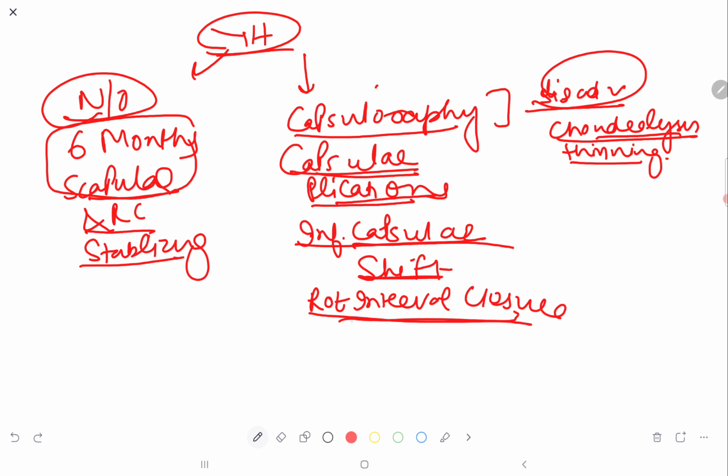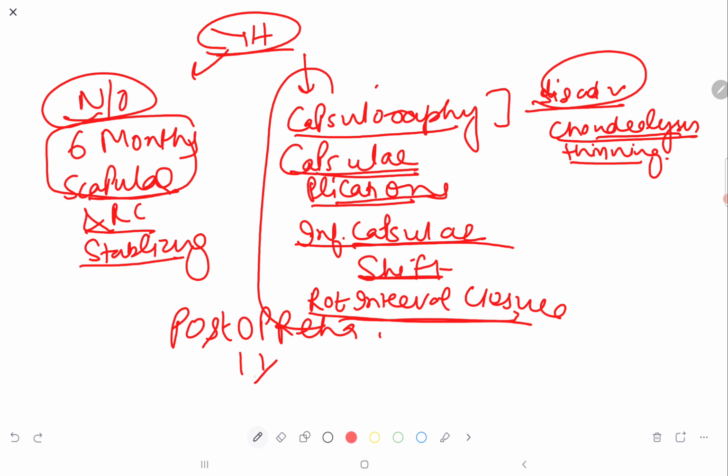We know in multidirectional instability, we have increased external rotation in adduction. When we close the rotator interval, then external rotation will automatically decrease. So now, post-op rehab, after these procedures, what is the post-op rehabilitation?